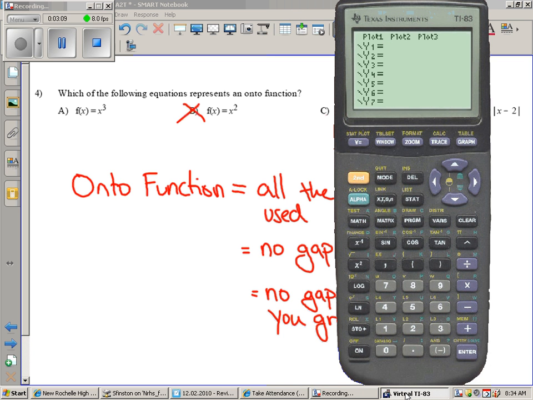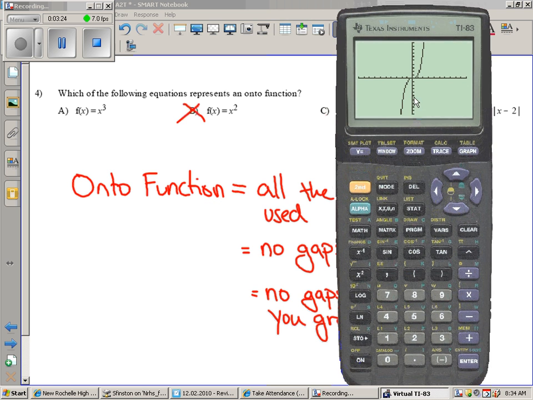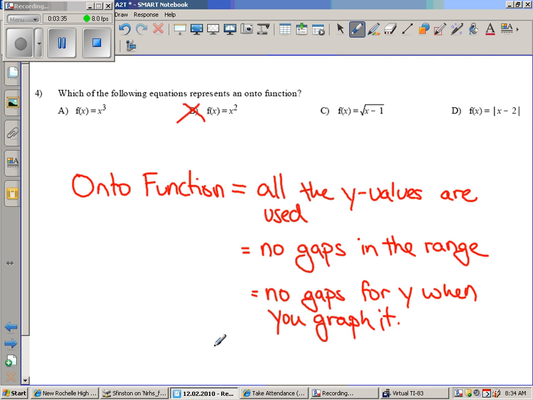You see that x cubed? People have also been asking me, how do you make x cubed? You take x, take the caret button, and then you do cubed. And then check this out. Notice the difference. Every y value is used. It's completely covered. If you want to try and move your hand on the y-axis, you see how it corresponds to something on the graph? That's called being onto.